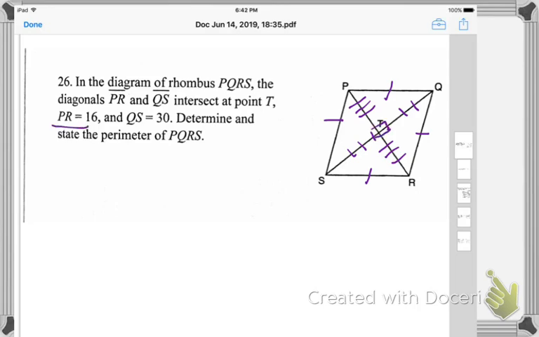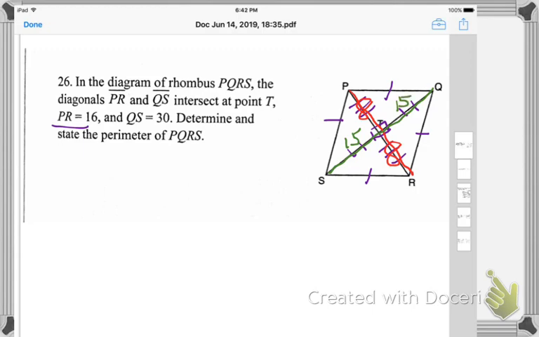Okay, so PR is 16, and PR is this line right here. So since we know the diagonals bisect each other, we know that if it's 16, each of these pieces is 8. And the other line, QS over here, that one is equal to 30. So if that's bisected as well, each piece is 15.